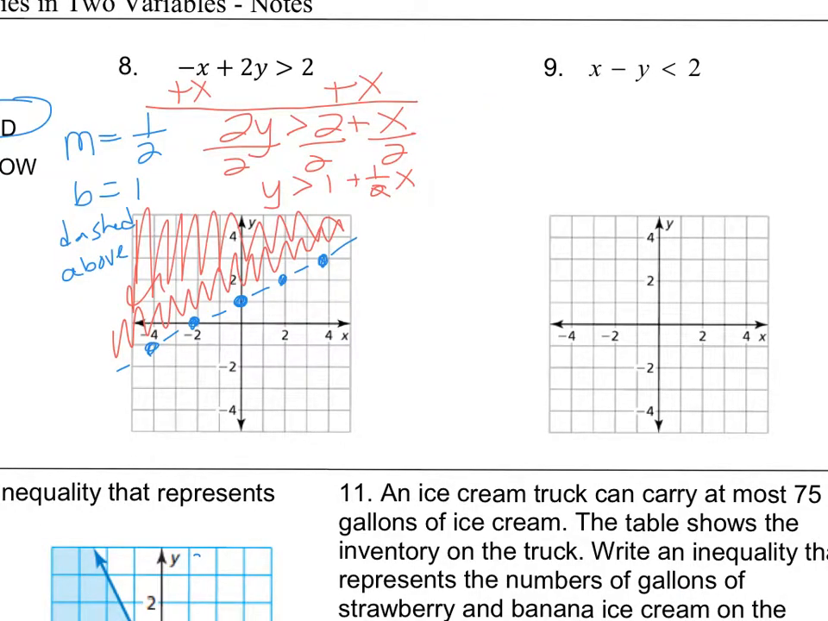Okay, as long as you ended up with a positive line that was dashed and shaded above, you probably got it correct. Okay, on number 9, again, you need to solve it for y, get it into the y-intercept form. Be careful, make sure you remember what to do if you divide by a negative. Complete number 9, then check back to check your answer and for the explanation.